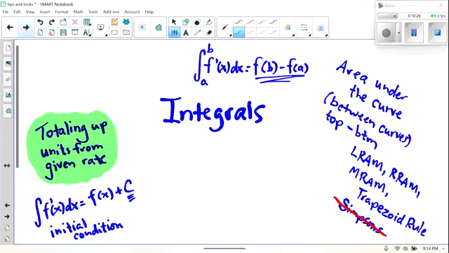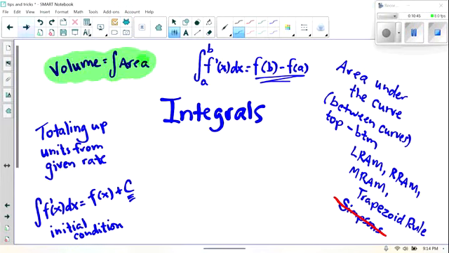Whenever we have to total up units from a given rate, like if I have gallons per minute and they just want me to find out how many gallons, that's an integral. Whenever we need volume, we need to integrate the area. They say, here's a graph, here's one line, here's another line, and this region right here is a bunch of triangles stacked upon each other. Find the volume. Well, the area of a triangle is 1/2 base times height.